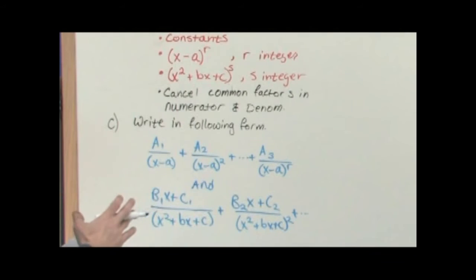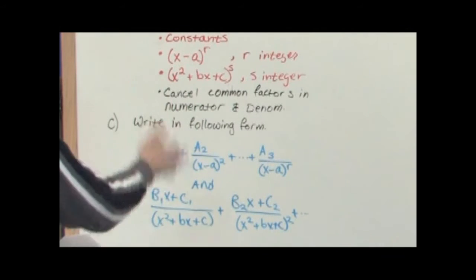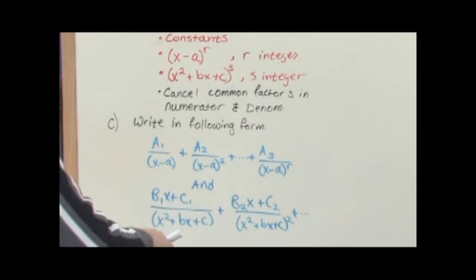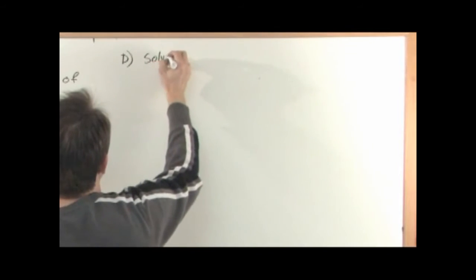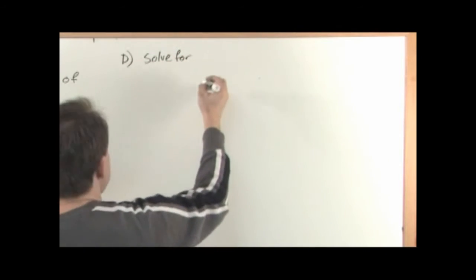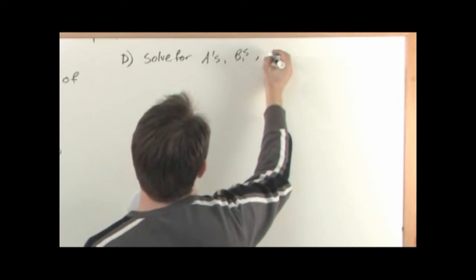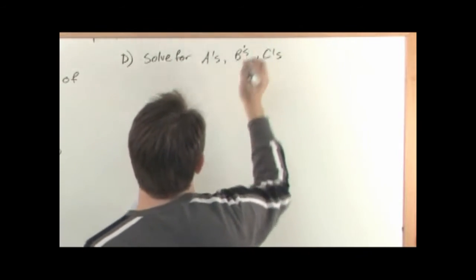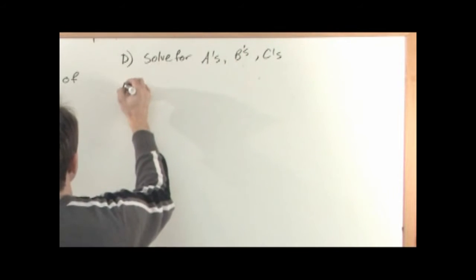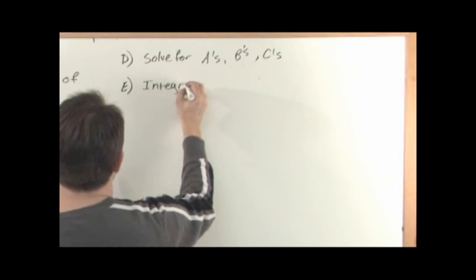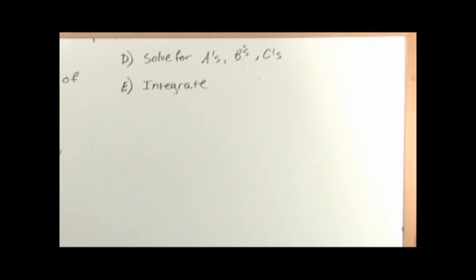It's going to be much, much clearer once we get to doing some problems, but I need to go through this because you're going to see this in your book. Okay. Now, to continue on, we're going to move over here. Part D, you simply solve for the a's, b's, and c's. Okay, the a's, b's, and c's. And then the final thing is integrate each expression separately. That's what you're doing here.